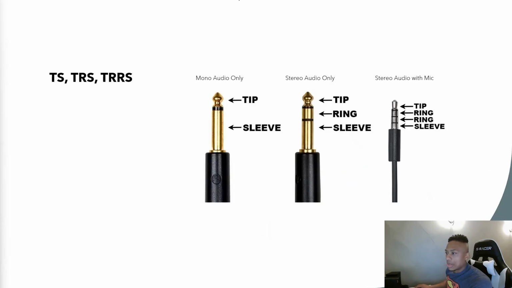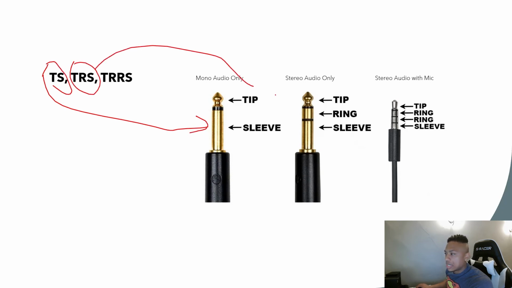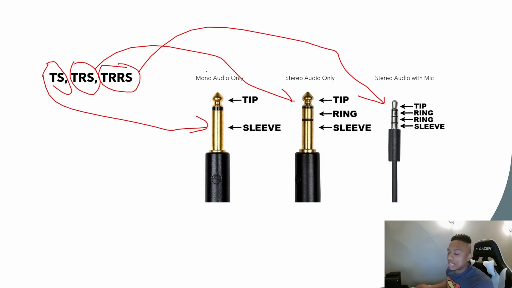All right, so let's talk about this tip sleeve nonsense, guys. You probably see TS, TRS, TRRS. This just means tip sleeve. This is tip ring sleeve. And of course, this is tip ring ring sleeve. So these are different functionalities, like I listed them here.